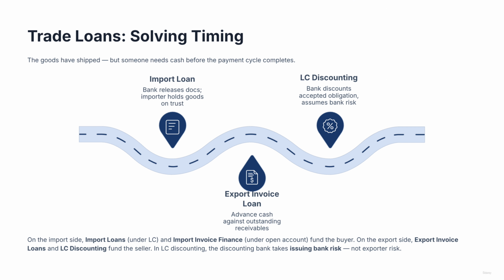At this point, the discounting bank is no longer taking exporter risk. It is taking issuing bank risk. The issuing bank has made an irrevocable payment undertaking. The exporter's bank is simply financing against that undertaking at a discount. At maturity, the issuing bank pays the discounting bank directly.